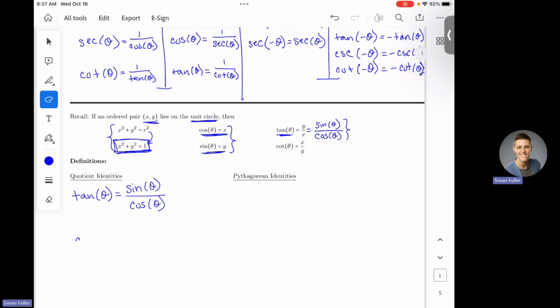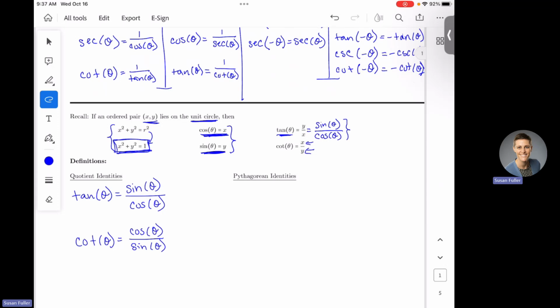And we can do the same thing with cotangent. Again, x up here, we're going to replace x with cosine of theta. So this time cosine of theta is going to go on the top. And we can replace this y on the bottom with sine of theta. So I'm going to put that sine of theta here on the bottom. And we have our second quotient identity that the cotangent of theta is the cosine of theta divided by the sine of theta. These are our quotient identities. And there's just 2 of them.